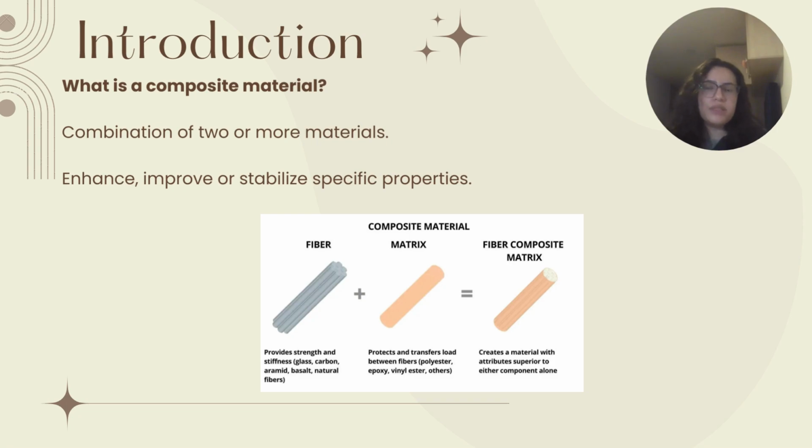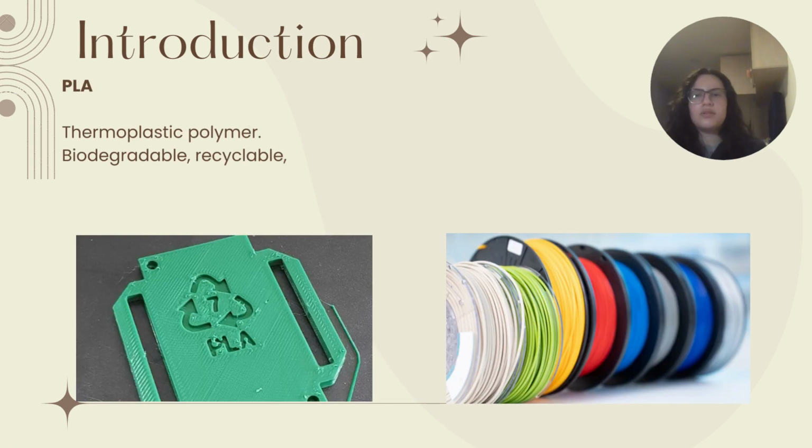What is a composite material? Composite materials are those formed by the combination of two materials in order to stabilize or enhance different properties that allow these characteristics to be improved when they're being used. Well, an example of a composite material is the matrix made by PLA and fibers.